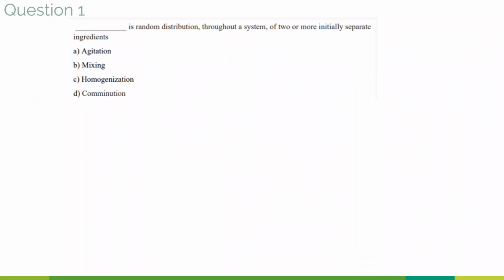Moving to question 1: dash is a random distribution throughout a system of two or more initially separate ingredients. You have A, agitation, B, mixing, C, homogenization, and D, comminution. So we'll go through each of the topics one by one.